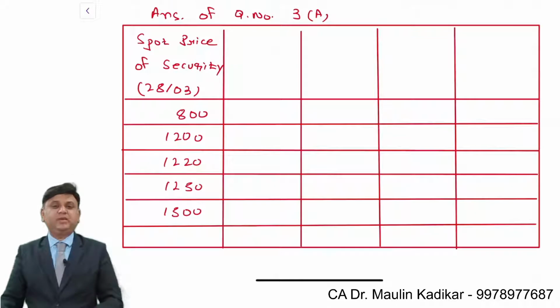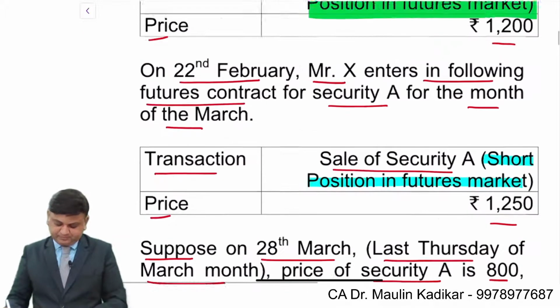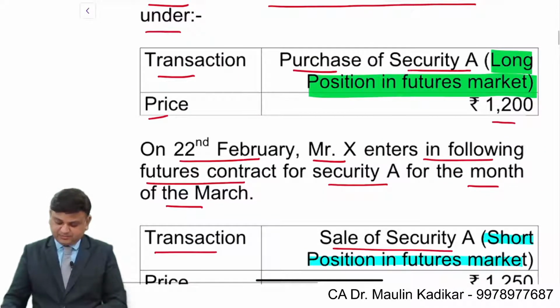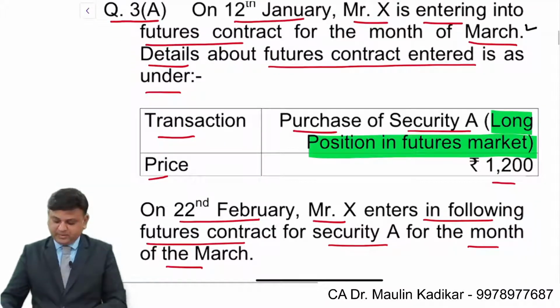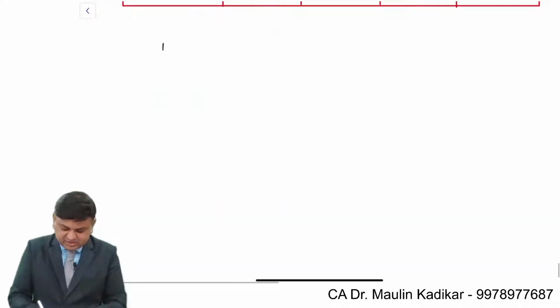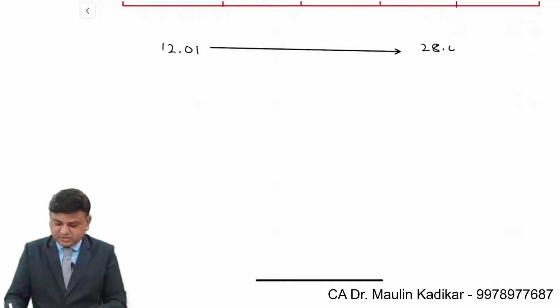Let us understand how to make the calculation of the answer. Everybody is requested to pay attention. Don't write anything. Let me explain you. The question is providing the information like this, that on 12th of January, for the month of March, a contract is entered upon to buy the security at 1200. So basically a transaction is entered upon on 12th of January for 28th of March, that is the last Thursday of the March month, to purchase the security at the rate of 1200.